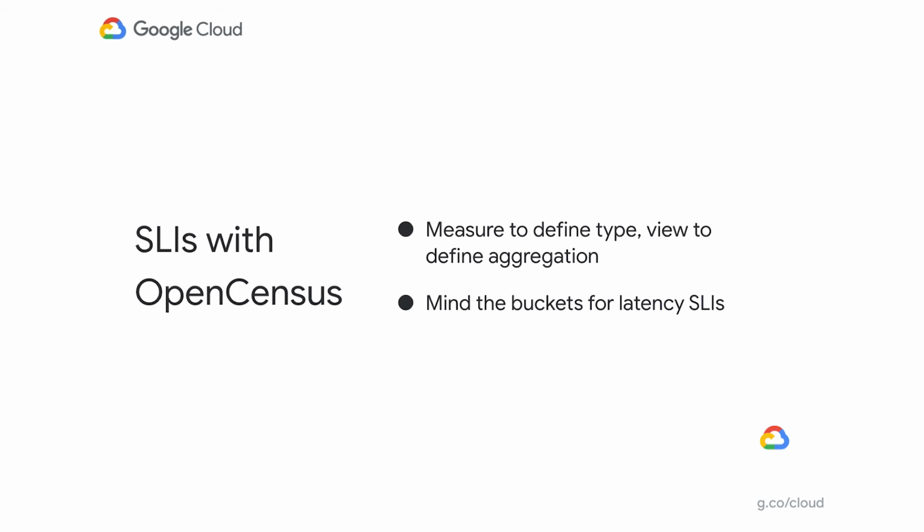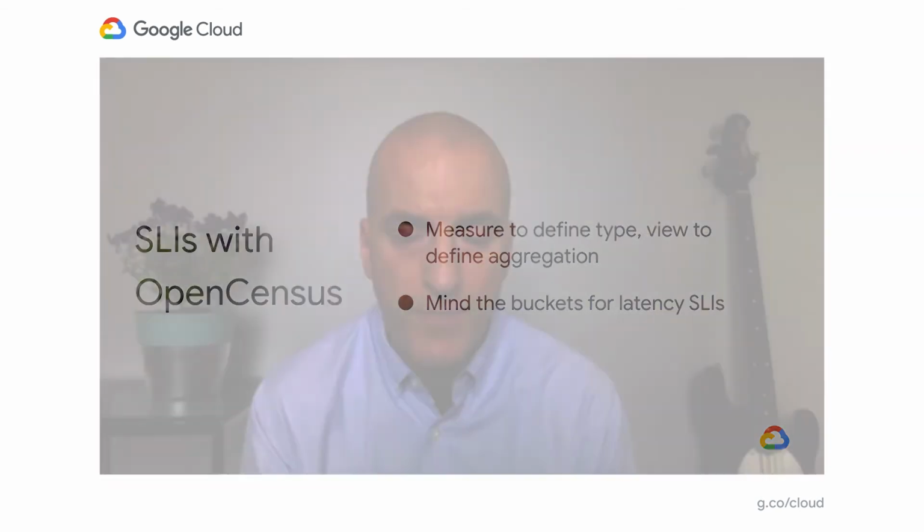So, summarizing OpenCensus, you have to basically create two different primitives. You have to create a measure to define the type of the metric, and you have to create a view to define how that metric is going to be aggregated. And then specifically for latency SLIs, you need to be careful about how you define your histogram bucket to make sure that they're precise enough to capture the thresholds that you're then going to be defining in your SLIs.